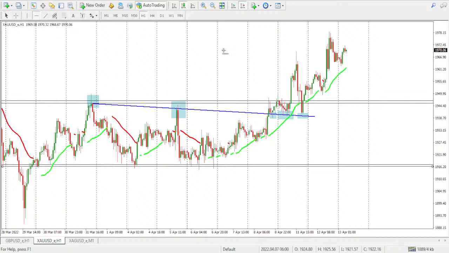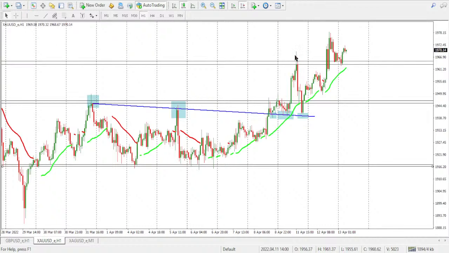And then we have another one here. That is a resistance which turned into support. So you can see that here we had a resistance. There was a break, there was a pullback, a support. If the price can come back and touch this level, that will be a good place to look for a buy from, at least up to this point here.